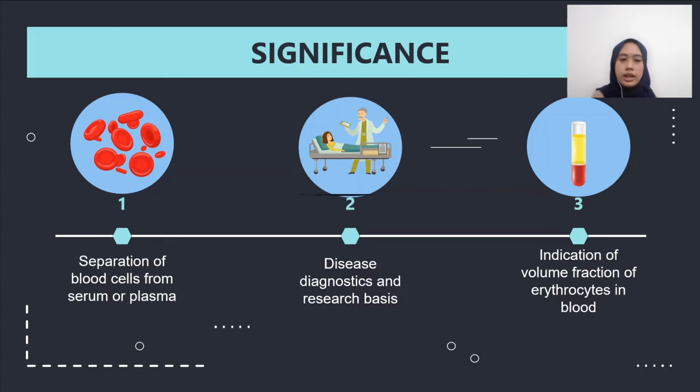Last but not least, other significance of blood sample centrifugation is it helps in measuring the volume fraction of erythrocytes in blood. To assess anemia and reduced oxygen carrying capacity, a measurement of hematocrit or hemoglobin is performed. Whether hemoglobin or hematocrit is preferred depends on different needs and is often determined by tradition.